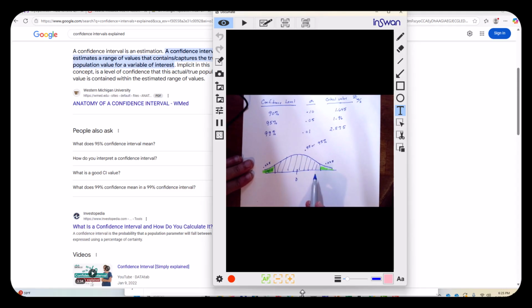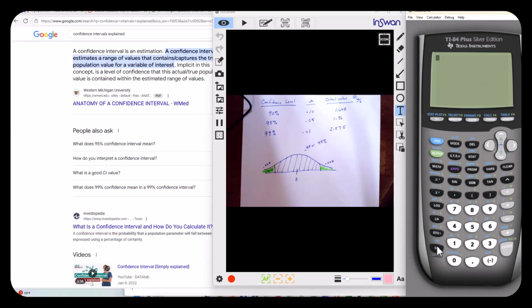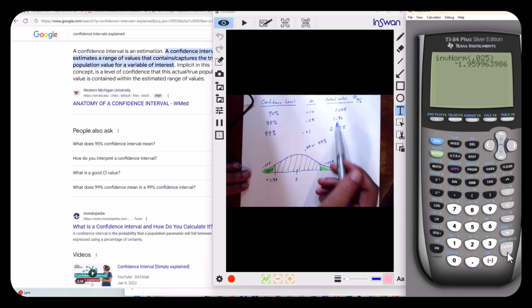Okay, since this is symmetric, and I know this is going to be negative, I can simply put this in my calculator, inverse norm. If I do the 0.025, you know that the inverse norm gives the value to the left. It's going to be a negative. So we know that this one here is negative 1.96, and they do round this one to 2 places, but notice that these other two require you to go 3 places with it. So I know that this one is positive 1.96.